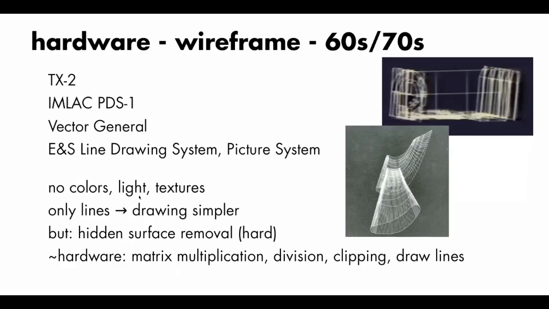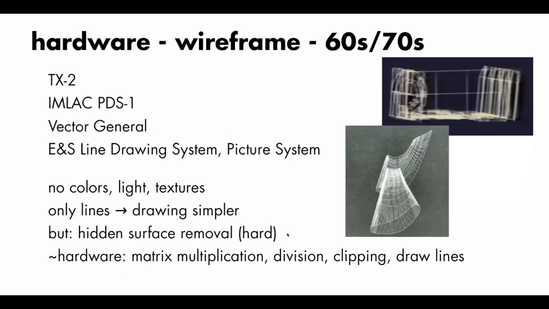So there were no colors, no lighting, obviously. You can't have light if there is no color, and you don't have textures if you have no colors, and there was no memory for textures anyway. So all these things just didn't exist. You could only draw lines, and that made drawing a lot simpler, of course. However, what you often wanted to have was hidden surface removal. So if you have a line that is behind another surface, you would like to not draw that line, and that's quite hard. A lot of people thought a lot about how to do this efficiently, and there's a whole bunch of algorithms for that.